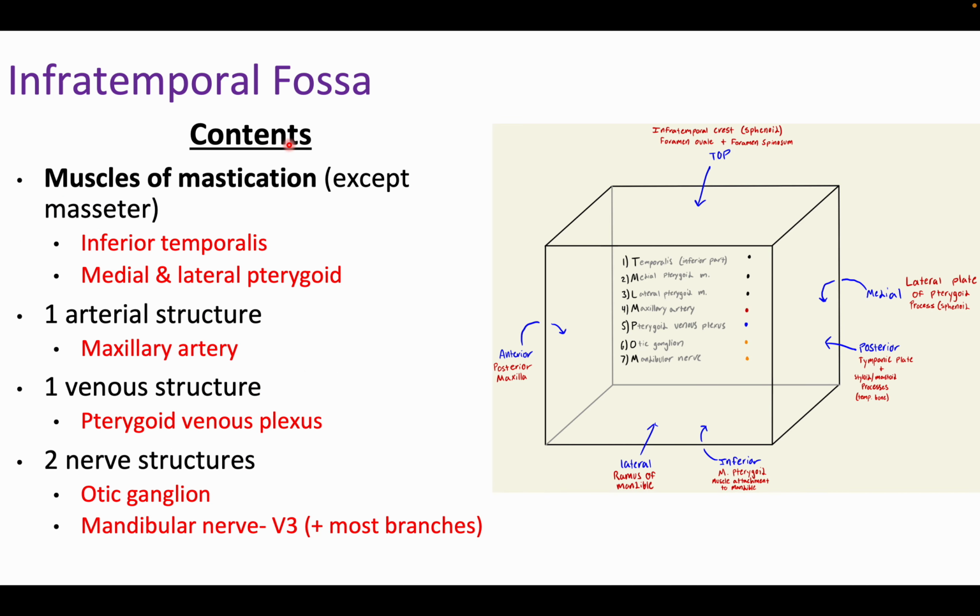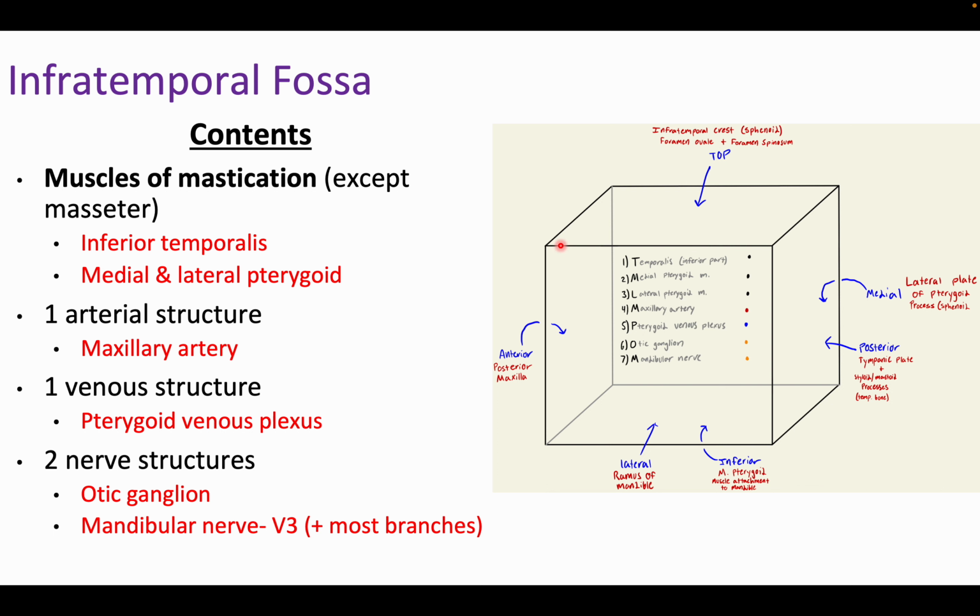Now let's look at the contents of the infratemporal fossa. So what's actually in here? Here's a quick sketch that I've drawn just to kind of give you an idea of what we're at. But again, the cube isn't the best representation of it. And so the course pack kind of breaks it down into 7 contents, which is a little bit of an oversimplification, but yeah, so we have 3 muscles, an arterial structure, a venous structure, and kind of 2 nerve structures. There are a little bit more branches, but we'll look at that when we get there.